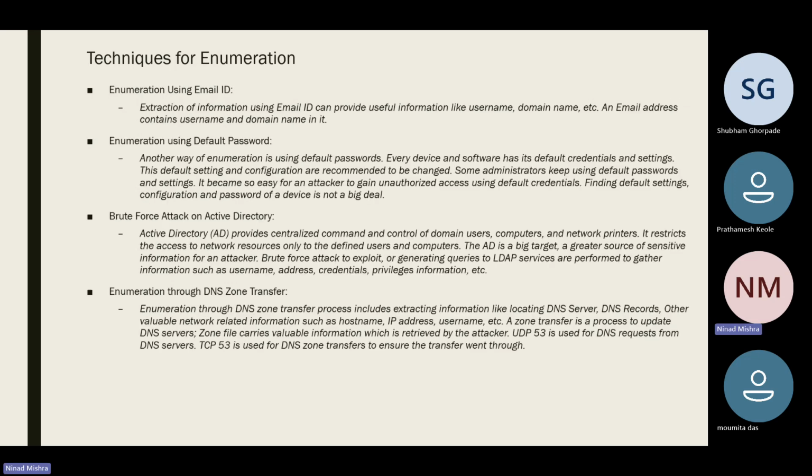So what are the techniques for enumeration? Basically, there are different types of enumeration that can be done. First is using email ID. Extraction of information using email ID can provide information like username, domain name, etc. An email ID contains username and domain in it.